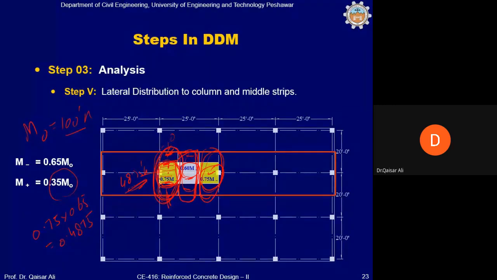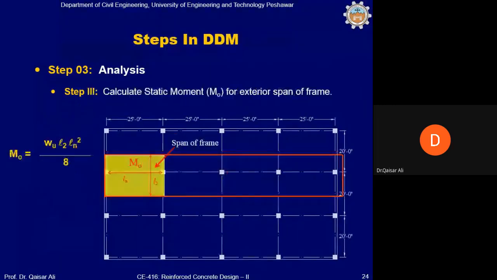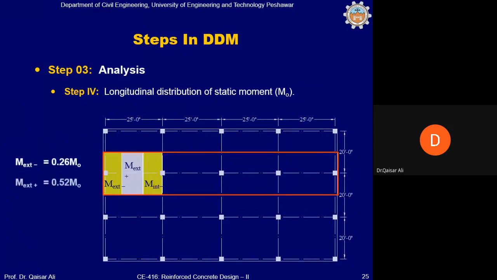This was for the interior span. For an exterior frame, the total static moment will remain the same, WU L2 ln square by 8. However, the longitudinal distribution is different. Exterior negative is 0.26 M naught instead of 0.65, and then positive is 0.52 instead of 0.35, and the other negative is 0.7 M naught. Okay.